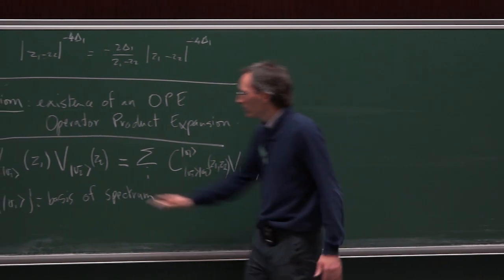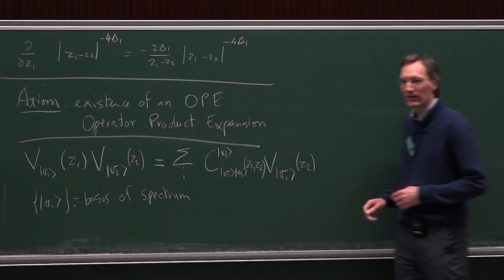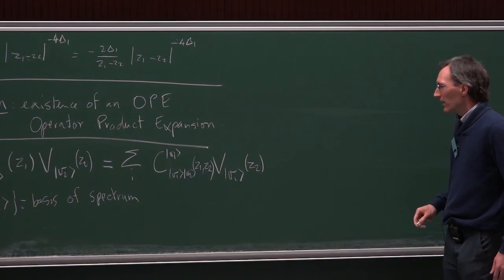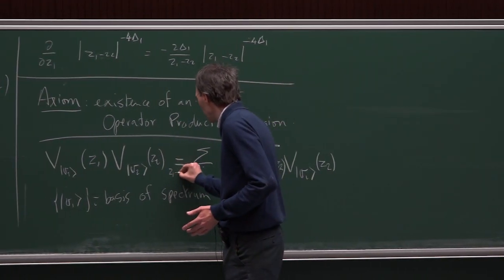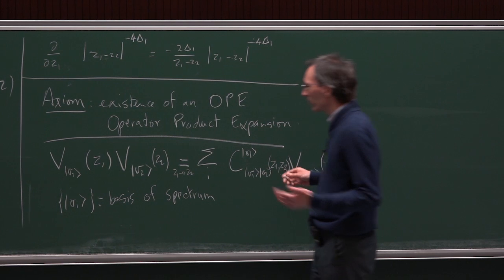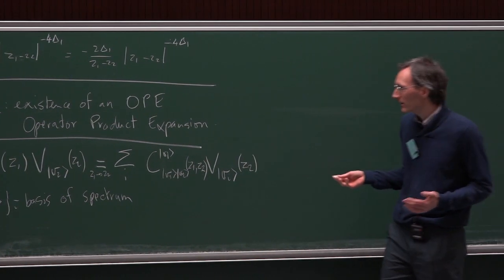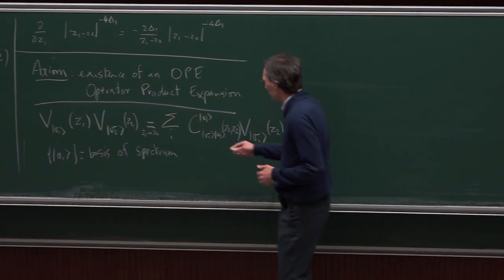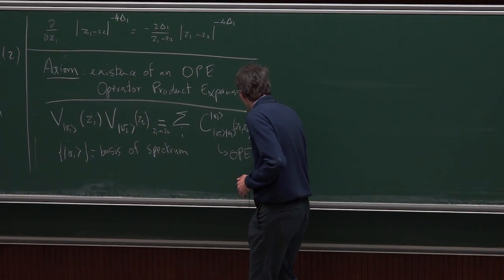So this axiom takes two fields and replaces them with a linear combination of fields. This is supposed to be true when Z1 is close enough to Z2. How close depends on the correlation function which you are considering. These coefficients, let's call them the OPE coefficients.